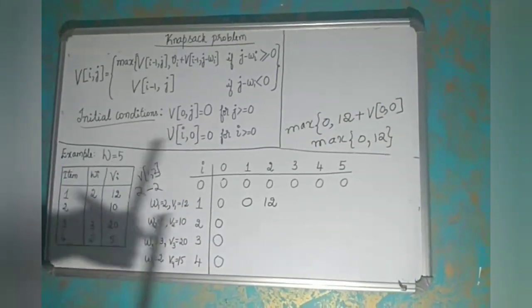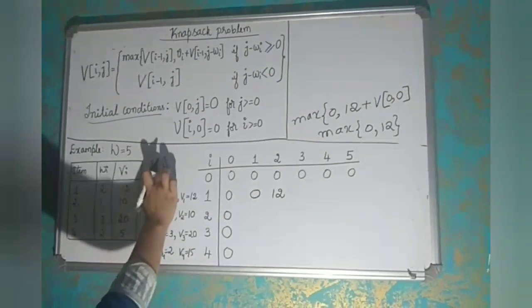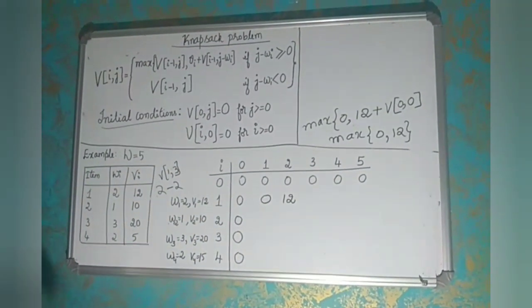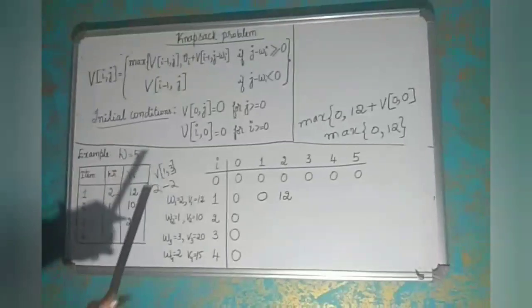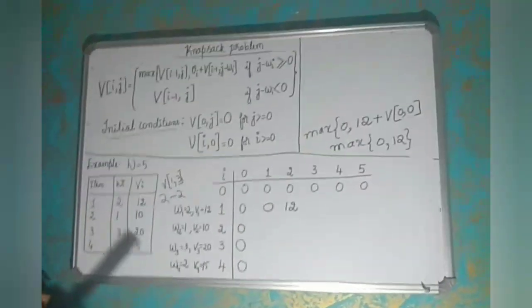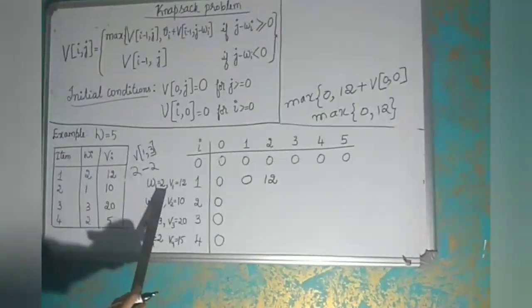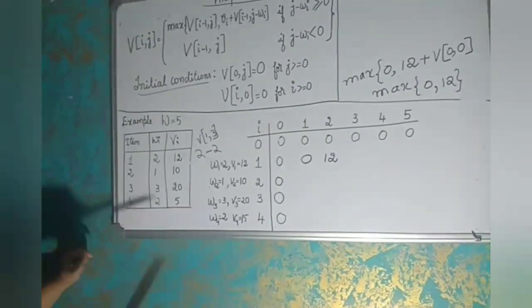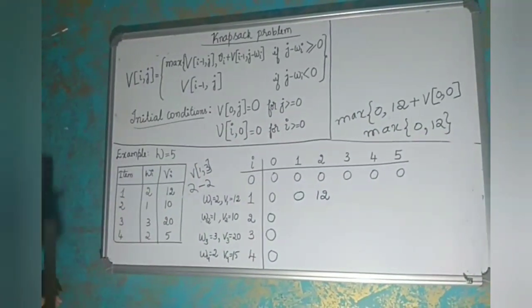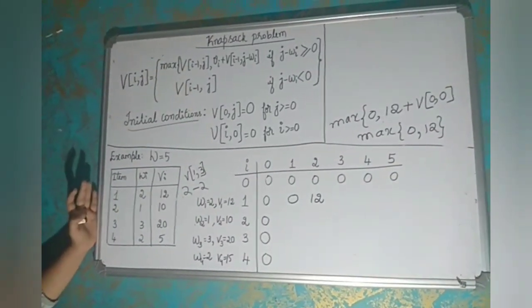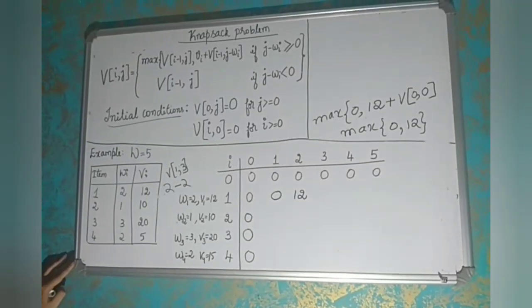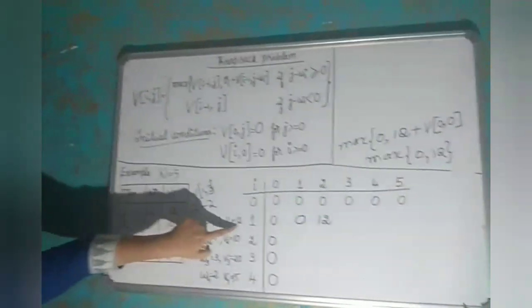Next is V of 1, 3. So you have to consider V of 1, 3. Again, we know that the capacity of the bag is 3 and the weight of the item is 2. So 3 is greater than 2. So we can consider the first case, max of V of I, 1, j. So that is again max of 0 comma vi. Vi is nothing but 12.